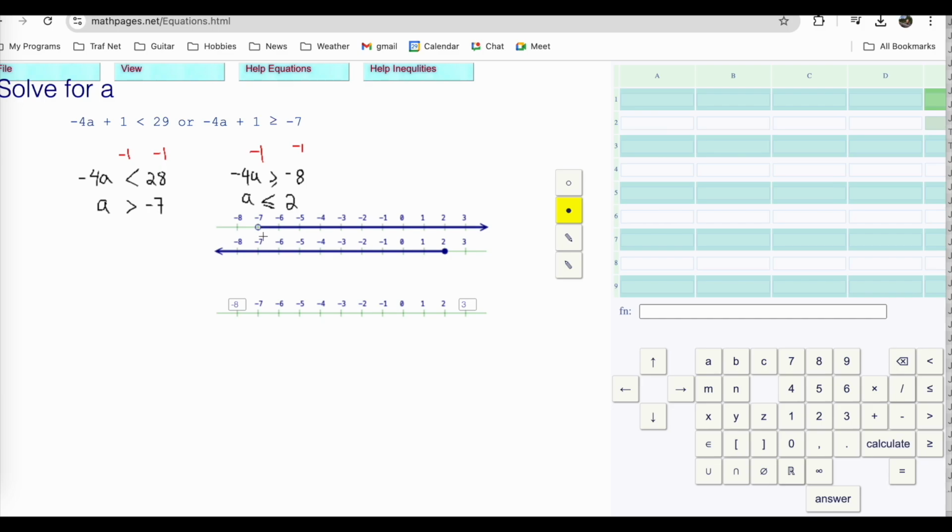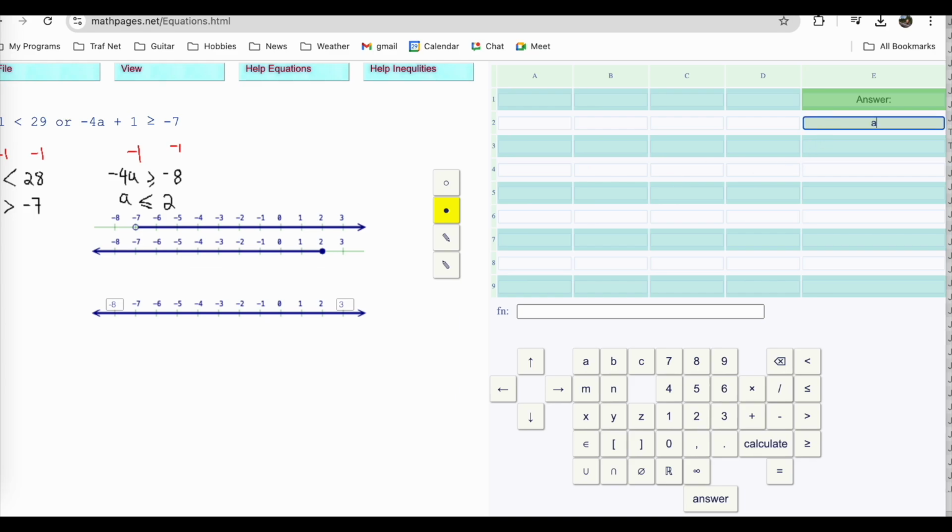And here we're looking at not what's common, but what's in either of them. What's on this line or that line gets put on that line. Everything is included. That means that A is a member of negative infinity to positive infinity, but I think it's a lot easier to say that A is a member of all real numbers. And then we press answer to see if we're right.